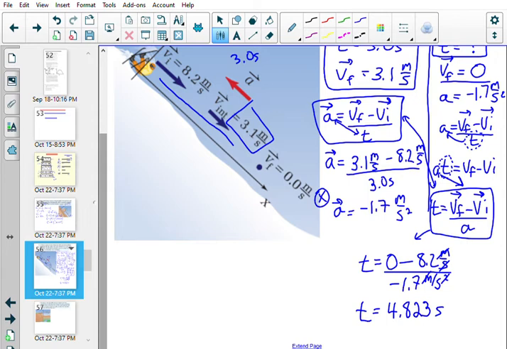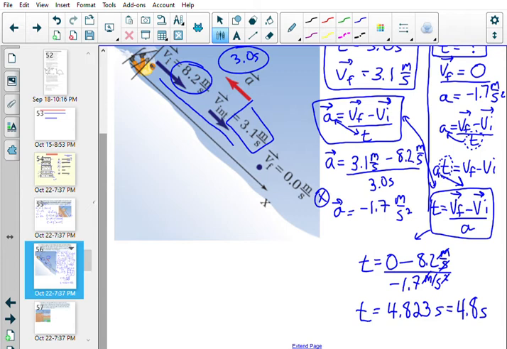Going back to the original data, the 8.2 only had 2 significant digits. The 3.0 had 2 significant digits. So my answer should be rounded to 2 significant digits. So you don't write all those numbers. You just write 4.8 seconds for the third one. Or the second question, sorry.